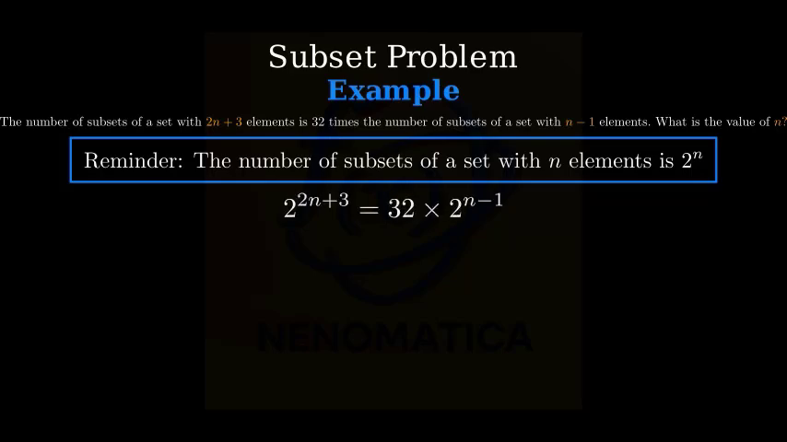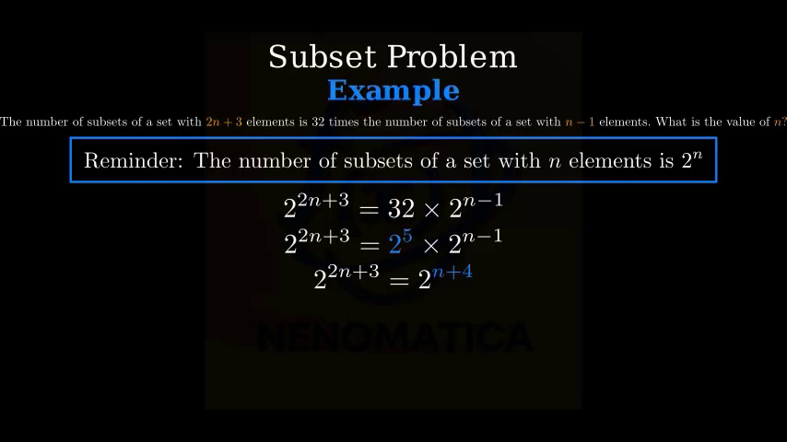Let's use this fact to set up our equation. The number of subsets of a set with 2n plus 3 elements is 2 raised to the power of 2n plus 3. And this equals 32 times the number of subsets of a set with n minus 1 elements, which is 2 raised to the power of n minus 1. We can simplify this equation by converting 32 to 2 raised to the power of 5, since 2 to the 5th power equals 32.